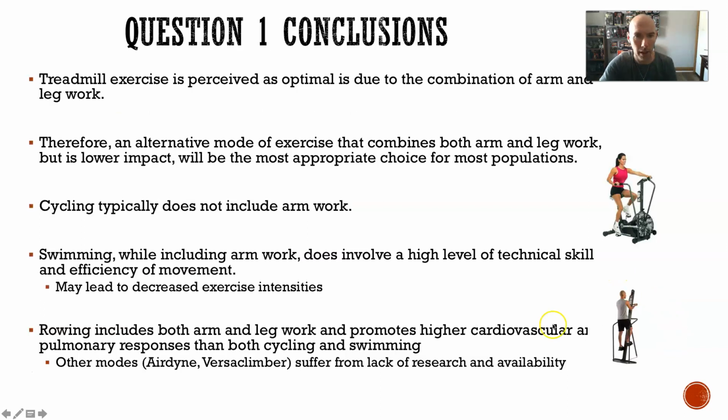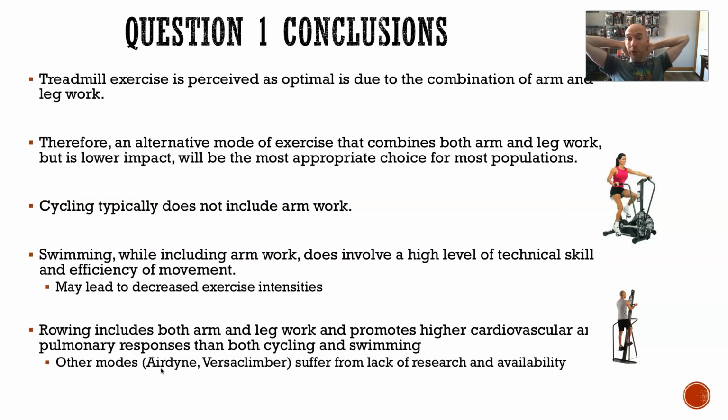Other conclusions. Treadmill work is optimal, but what else can we look at? We want something with arm work. Cycling does not include arm work. So there are actually bikes that have arm work. One such bike is the Airdyne. Now, when I thought of this presentation, I wanted to find research on the Airdyne because I bought an Airdyne and we use them in our labs as well, and they're really hard. The bad news is there's not much research on the Airdyne at all.